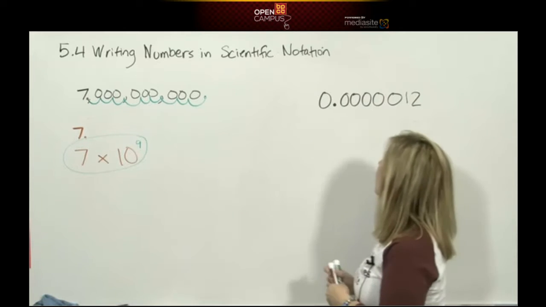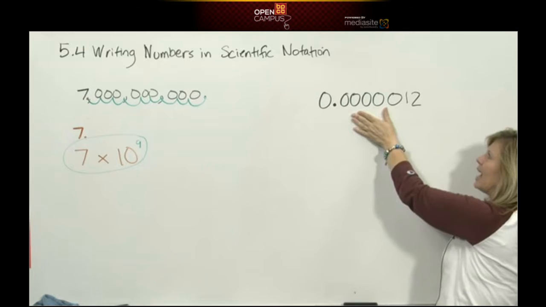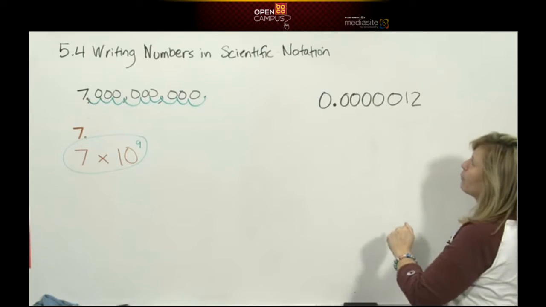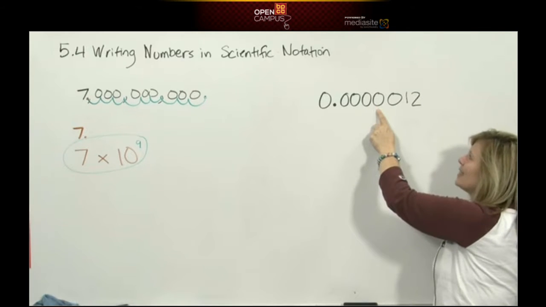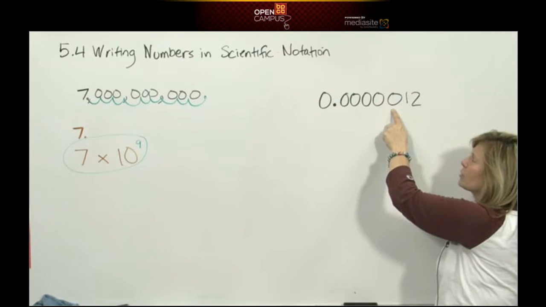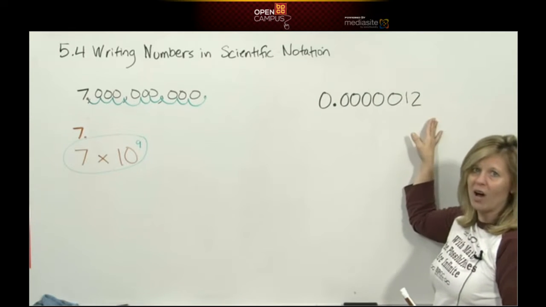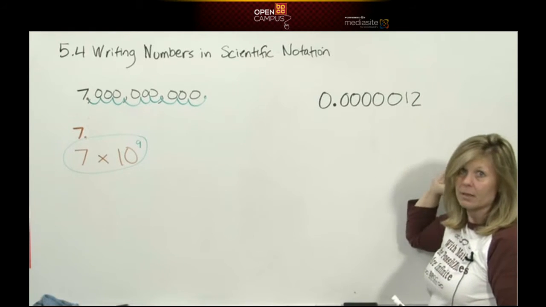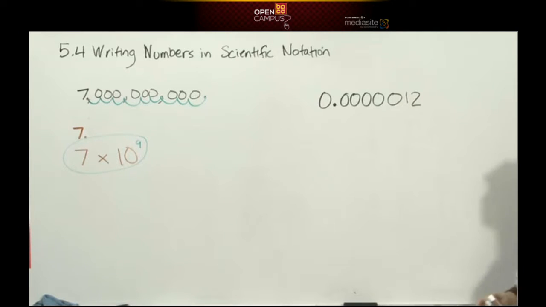All right, let's try one more. I have this small value, a decimal that has a lot of zeros in it. If I'm reading this, this is tenths, hundredths, thousandths, ten-thousandths, hundred-thousandths, millionths, ten-millionths. So this is read 12 ten-millionths. It's a very small value. I want to write this in scientific notation.